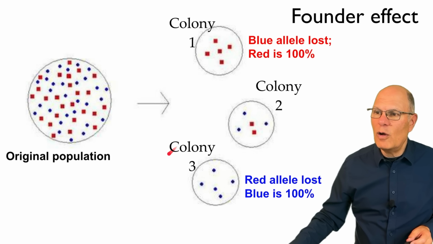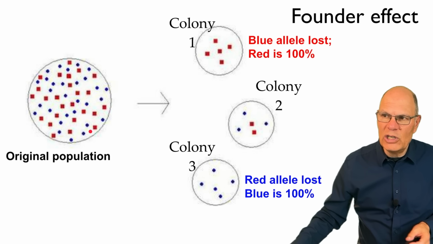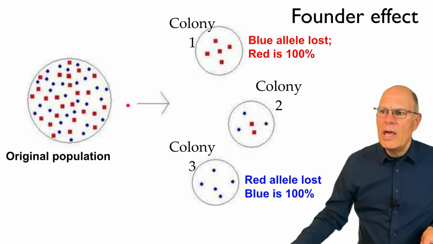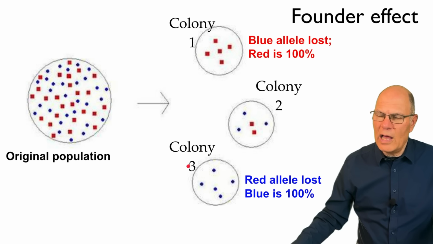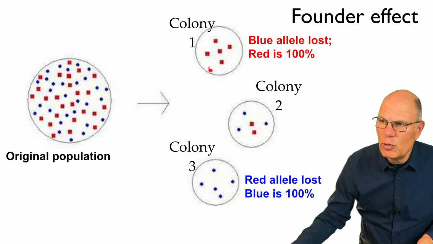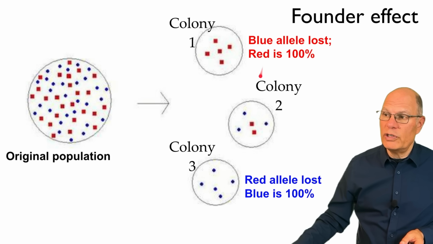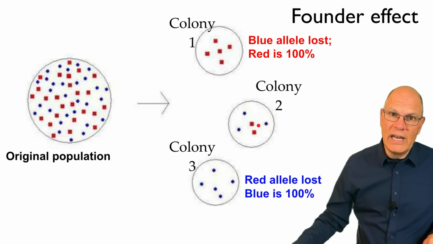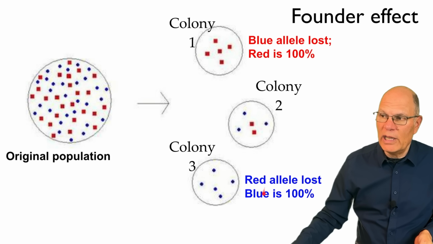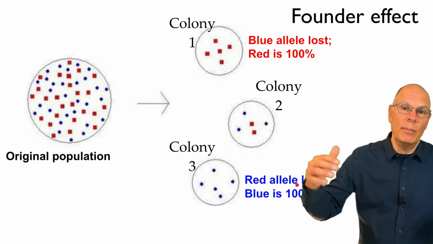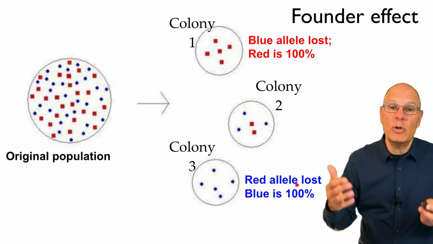In this graphic over here, here's the original population, and the squares and circles represent different alleles. The founders go off to colonize 3 islands. In this situation over here, the blue allele is completely lost, and now the red allele is at 100%. Here there's a representation of the diversity of the former population, and in this case, the red allele is lost, and the frequency of the blue allele is now at 100%.